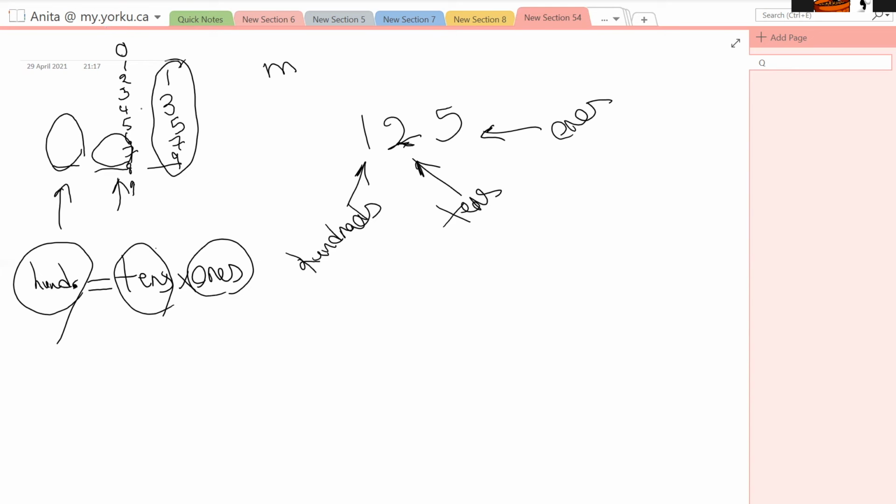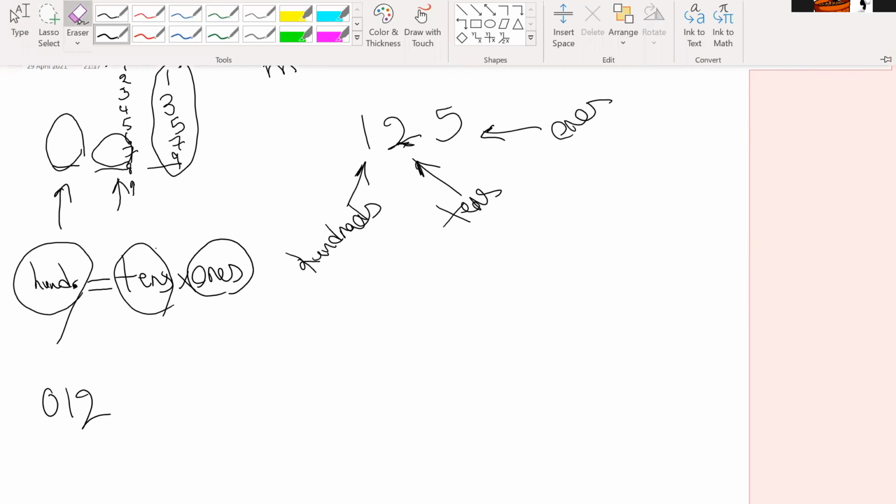So therefore, hundreds is going to be 0. Is it acceptable? Is it still a 3-digit number? No, it's not. So 0 is not acceptable. Now, is 1 acceptable? Yes. Why? Give me an example.